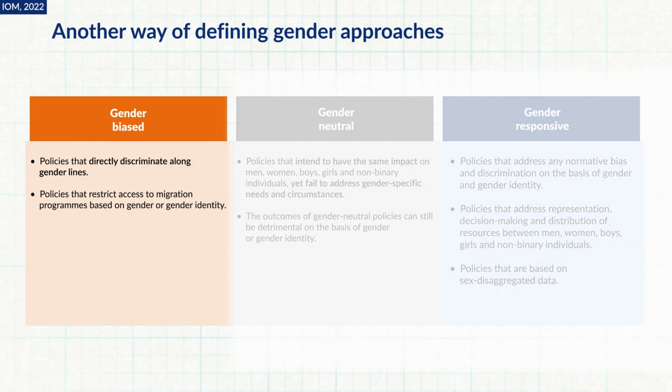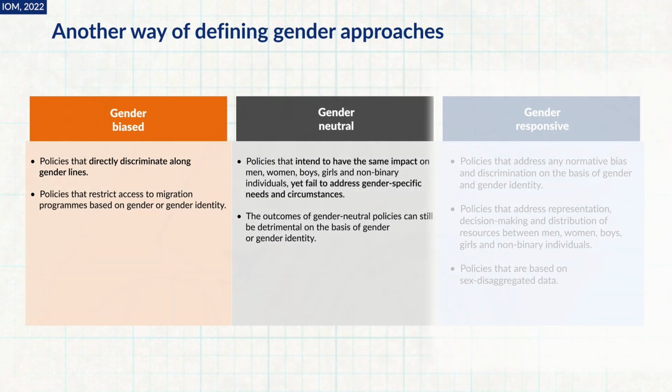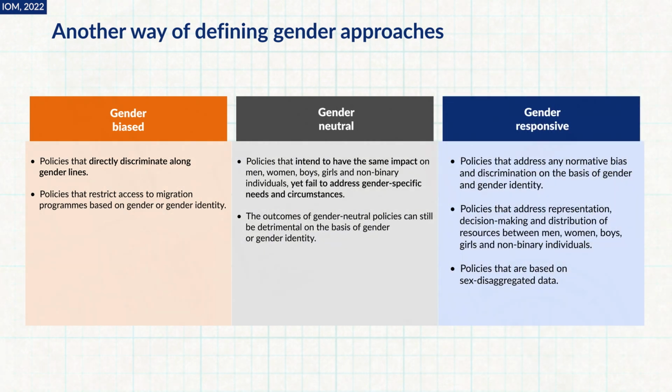So a gender-biased policy is a policy that directly discriminates along gender lines. And here we see policies that restrict access to migration programs based on gender or gender identity. A gender-neutral program or policy is a policy that is meant to have the same impact on men, women, boys, girls, and non-binary individuals, yet fails to address gender-specific needs and circumstances. So the outcomes of gender-neutral policies can still be detrimental on the basis of gender or gender identity. Now, gender-responsive policies are policies that address any normative biases and discrimination on the basis of gender and gender identity. So policies that address representation, decision-making, and distribution of resources between men, women, boys, girls, and non-binary individuals are what we generally see here. And these policies are often based on sex-disaggregated data.